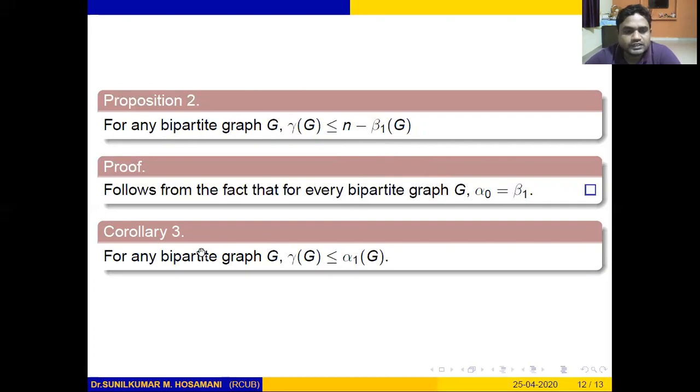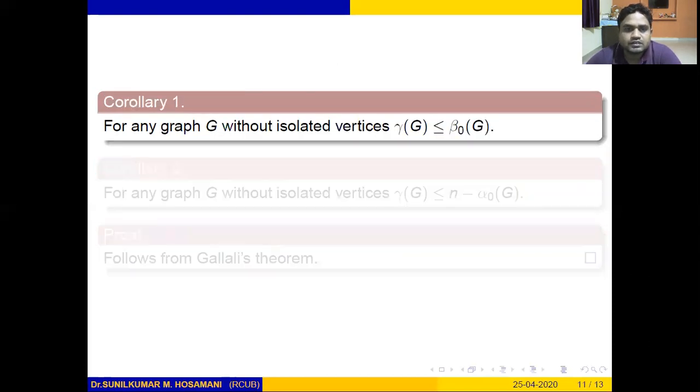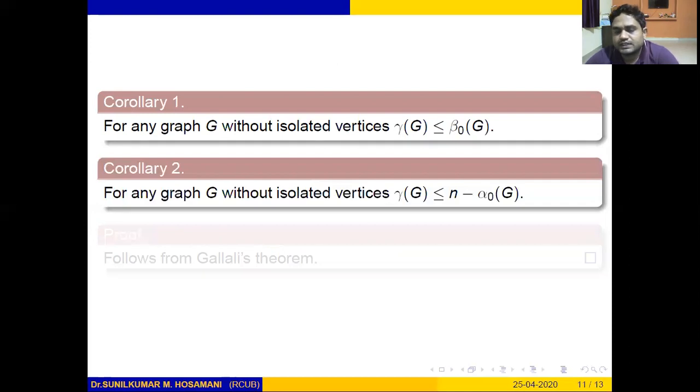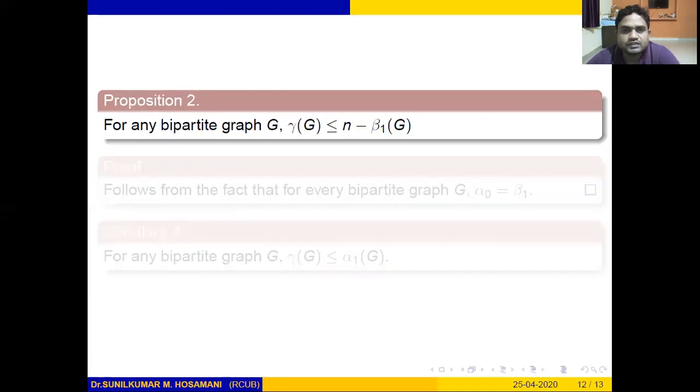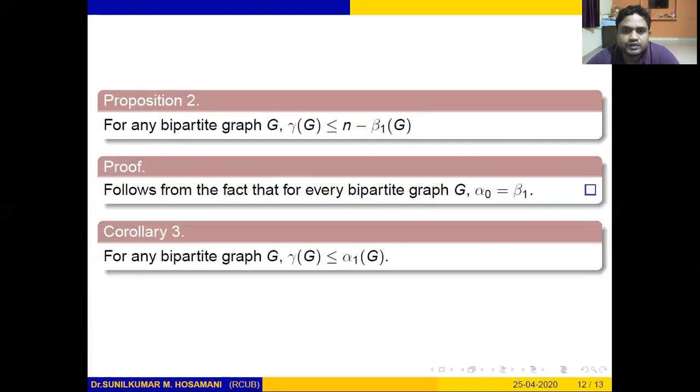The last corollary is: for any bipartite graph G, the domination number is less than or equal to alpha 1. Again, by using Gallai's theorem, if I replace beta 1 by n minus alpha 1, I will get that the domination number of G is less than or equal to alpha 1. So these are the results I got. That is, for any graph G, the domination number is always less than or equal to beta naught. The domination number is always less than or equal to n minus alpha naught. The domination number is always less than or equal to n minus beta 1. And the domination number is always less than or equal to alpha 1.